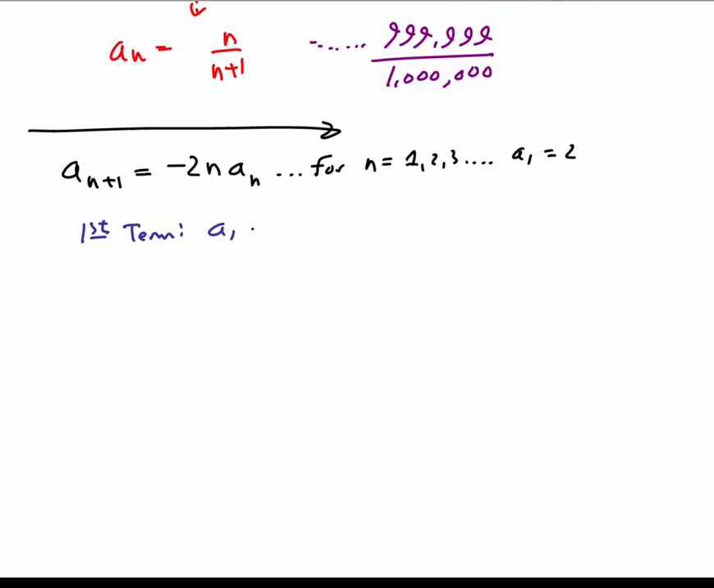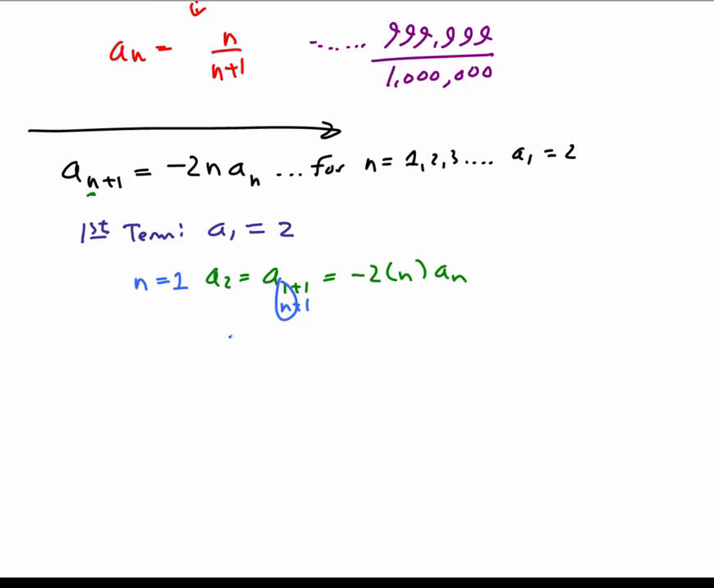Notation is important here. They told us that a sub 1 was equal to 2. So that's an easy start. Let's go ahead and look at a sub 2. Okay, so a sub 2, that was a sub 1 plus 1. That's where the 2 came from. So that's negative 2 times n times a sub n. Okay, well let's figure out what n was. Well, if 1 plus 1 is 2, and this, remember, was n plus 1, that tells me that for this term, n must equal 1. So here's n equal 1.